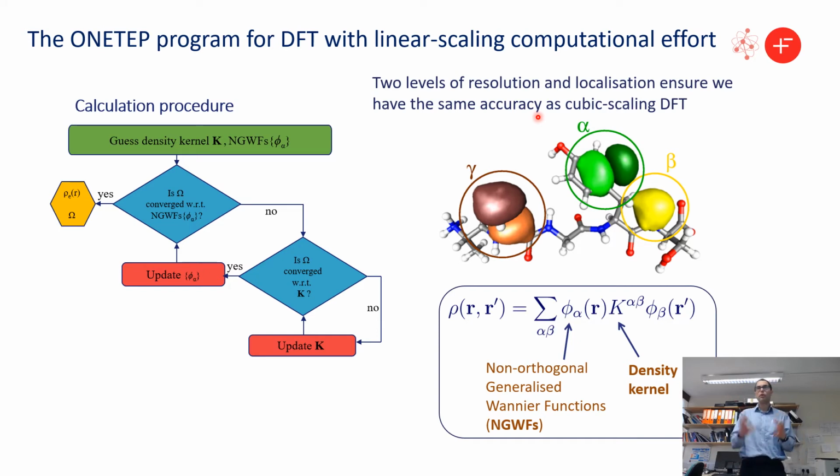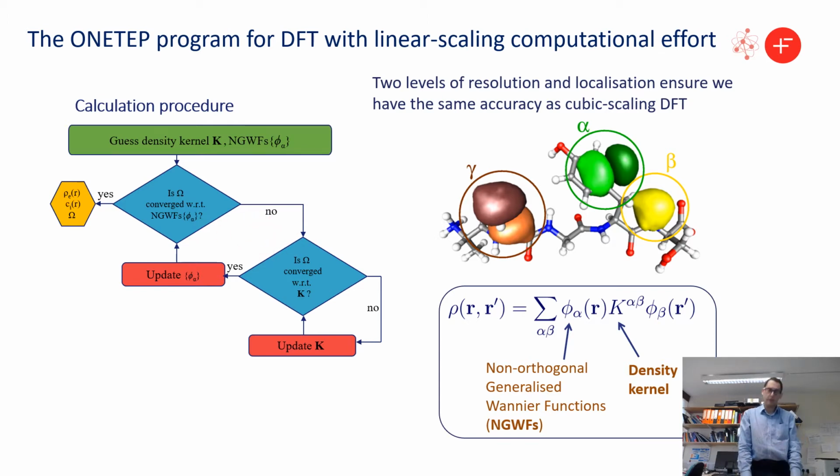So there have been a lot of developments that I cannot possibly fit in one slide. But the main message that I want to pass to you is that we have the same accuracy as cubic scaling DFT, and we achieve this by having two levels of resolution and localization. So basically, this iterative procedure is split into two levels, and we have a coarse level of resolution here and a fine level of resolution here in this loop.